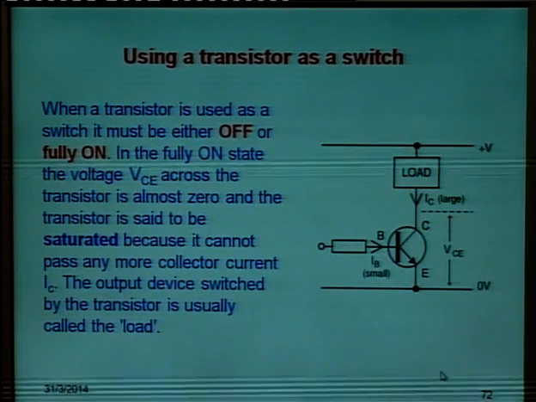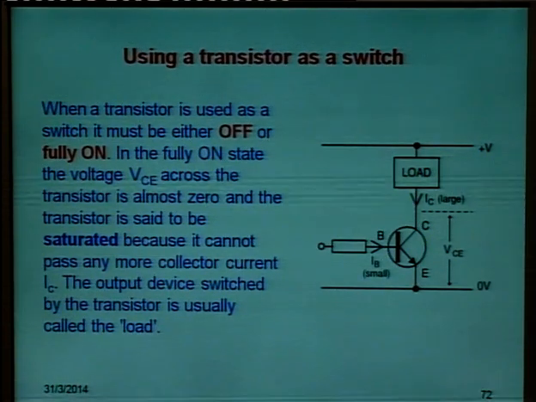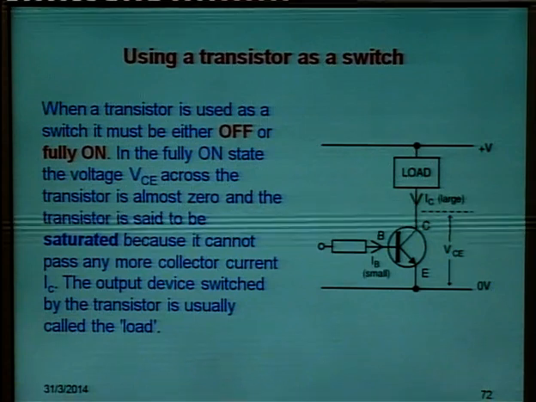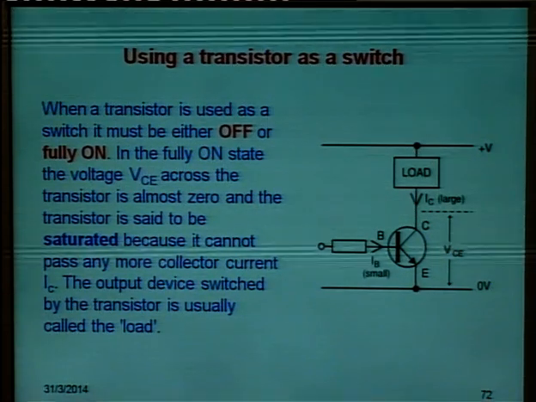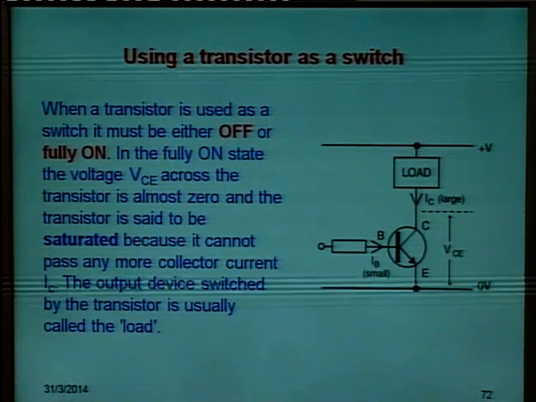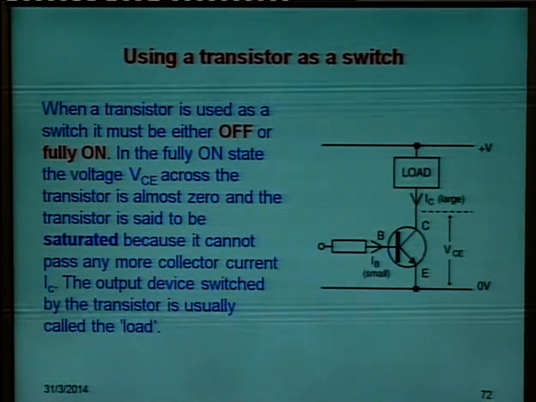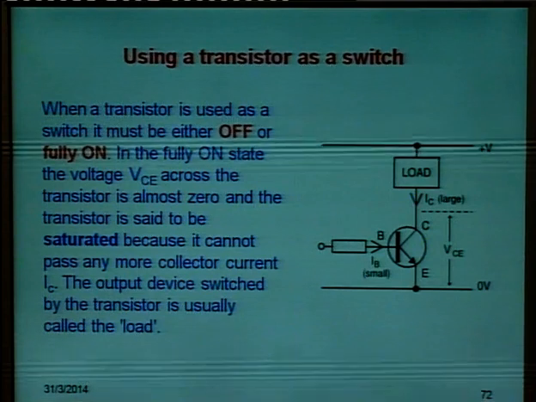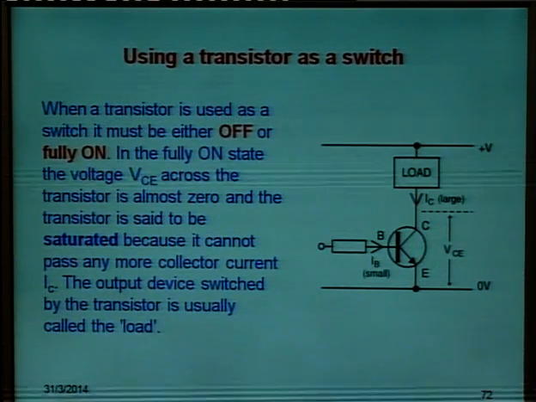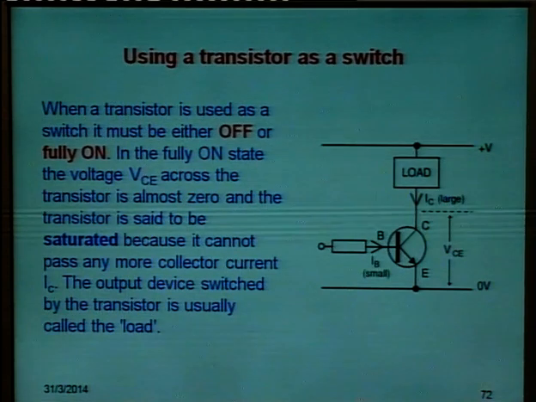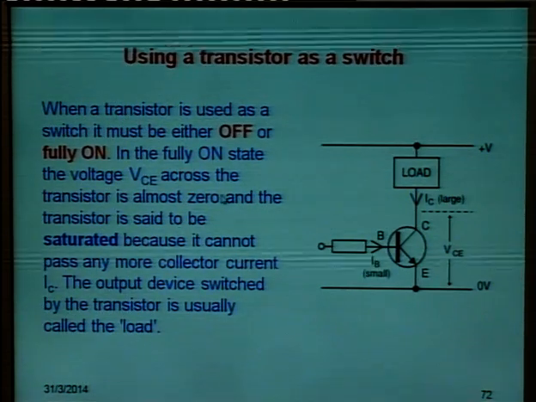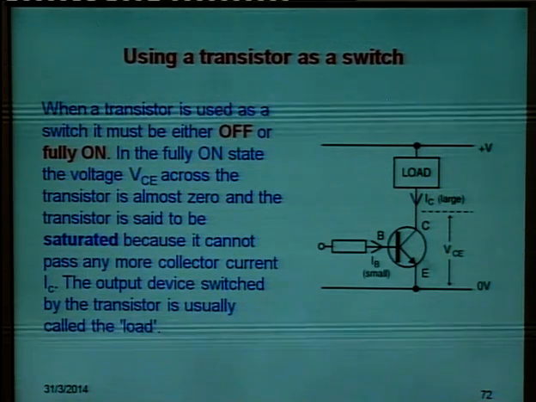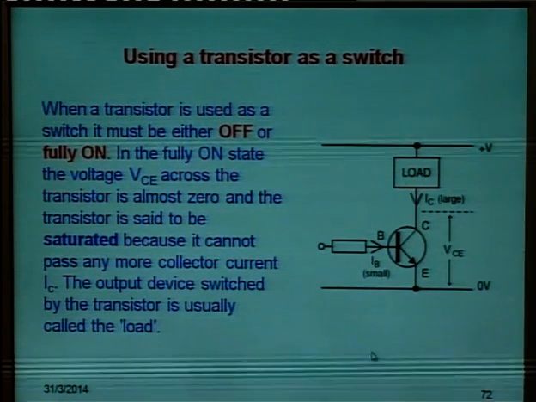We have studied about transistor as an amplifier. Then transistor can also be used as a switch. This circuit shows you transistor being used as a switch. So, you might have understood about the transistor, how the transistors work. Then application of transistor as a common emitter and common base amplifier, then you can also use transistor as a switch. In the fully on state, the voltage across the transistor is almost 0 and transistor is said to be in saturation. So, this is how the transistor is used as a switch. Thank you.